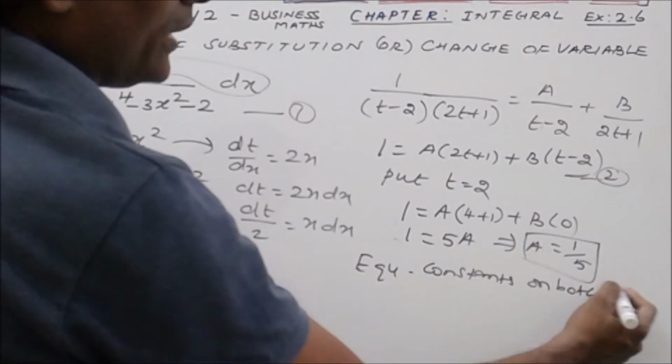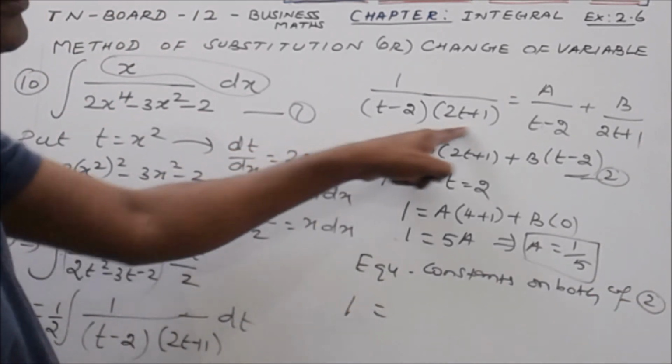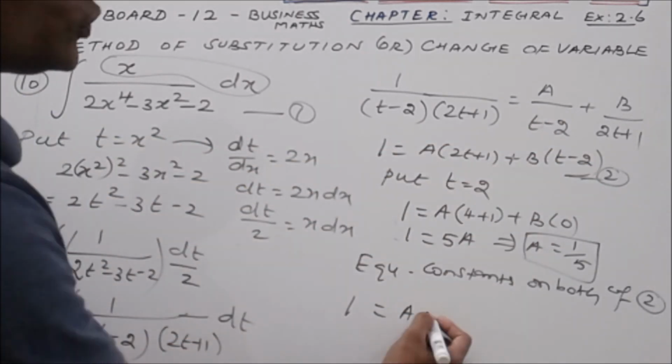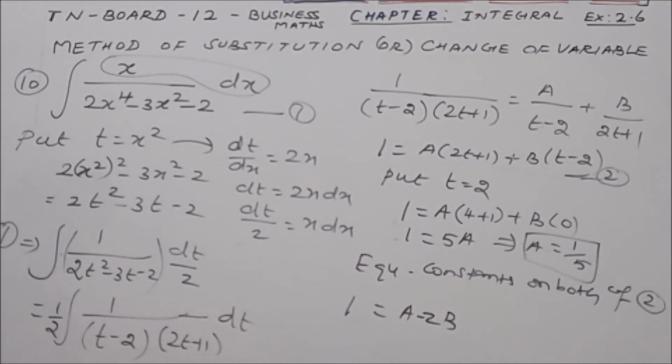Equating constants on both sides of 2. Here the constant is 1. When we multiply a inside, 1a is the constant. And then here when we multiply, minus 2b is the constant. So 1 equals a minus 2b. Now we can substitute the value of a equal to 1 by 5 in it. We can find the value of b.